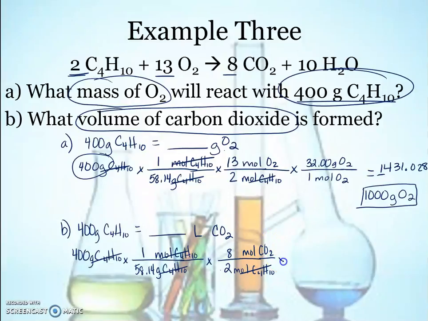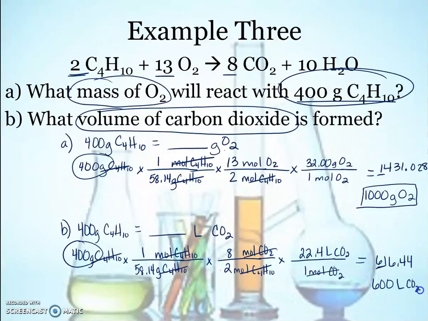All right, but we want liters. So let's keep going. We know that 1 mole of any gas, especially CO2, would be equal to 22.4 liters. All right, and now we've got the unit we want, and we can just solve the problem. So when we solve this, it's going to give us 616.44, and I believe there's more numbers after it, but we don't care about those numbers because we have enough. We just need to have one significant figure, so 600 liters of carbon dioxide gas. Okay, so we're doing the same thing over and over again.